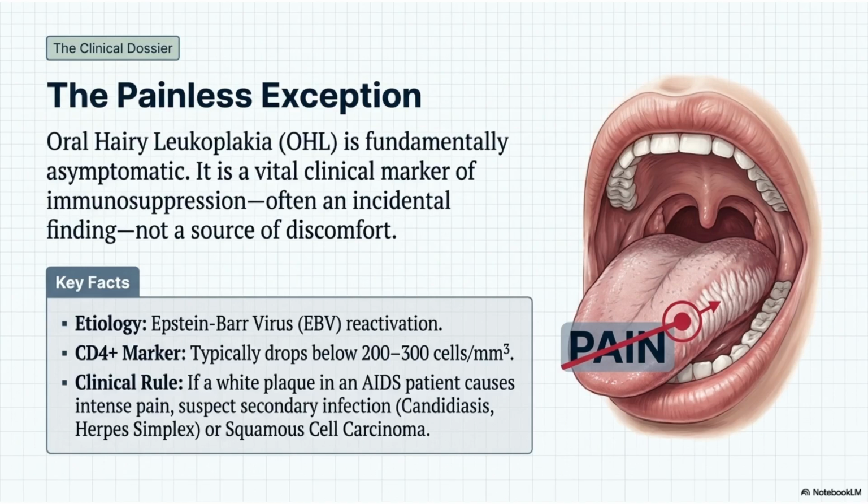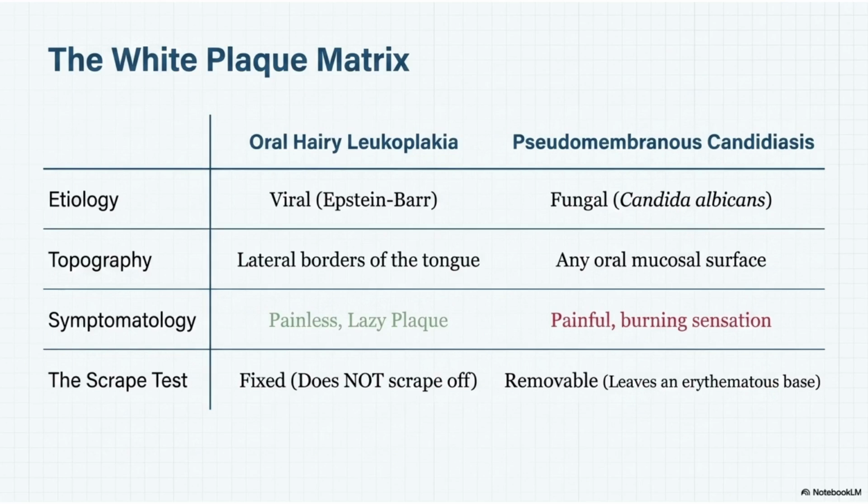Kaposi's sarcoma is driven by human herpes virus 8. It is a vascular neoplasm driven by viral angiogenesis. It presents as firm, violaceous nodules. It frequently targets the hard palate, and while cosmetically severe, it is rarely the direct cause of death unless there is visceral pulmonary or gastrointestinal involvement.